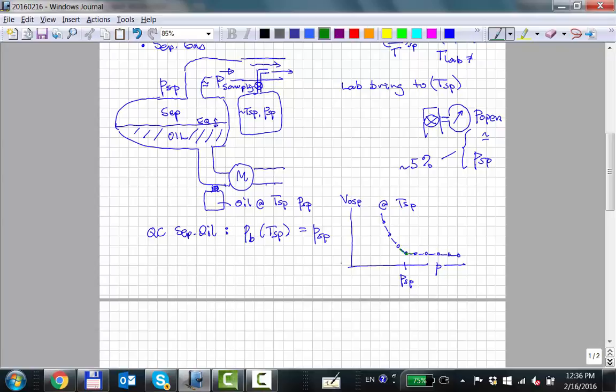So this is the QC for the lab on the separator oil sample. Okay, and again within 5%, plus or minus 5%. If there's leakage, it's probably going to be low. Okay, I mean it could be a slow leak, but you've got two of these samples. So the fact that both sample containers would leak is probably unlikely. Okay.